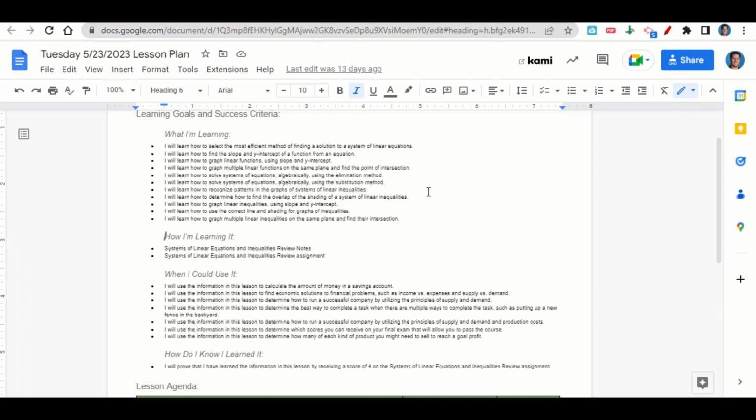such as putting up a new fence in the backyard, to determine how to run a successful company by utilizing the principles of supply and demand and production costs, to determine which scores you can receive on your final exam that will allow you to pass the course, and to determine how many of each kind of product you might need to sell to reach a goal profit.